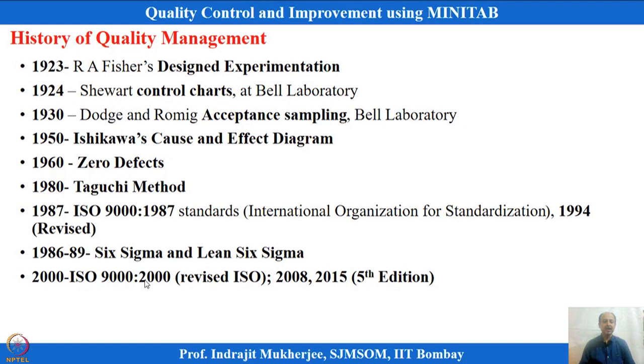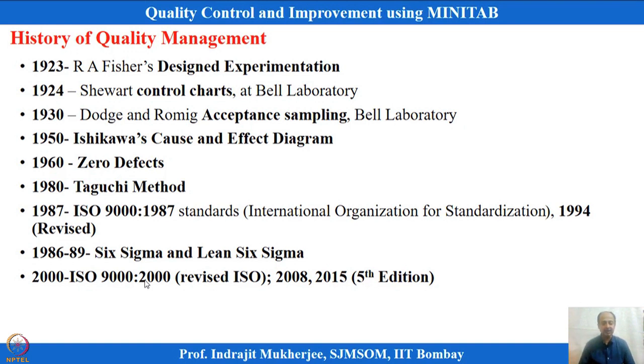Then around 1950, Ishikawa, I discussed the cause and effect diagram. Around the 1960s, Crosby's zero defects concept came into existence, so I want to minimize the defects. In the 1980s, Taguchi, what I told is the robust design concept, was popularized at that time point, although he started the work around 1950. In 1987, ISO 9000, which was taken from the concepts of total quality management, gives a guideline to industries and organizations on how to implement quality philosophies in your organization. It was built on eight principles of TQM.